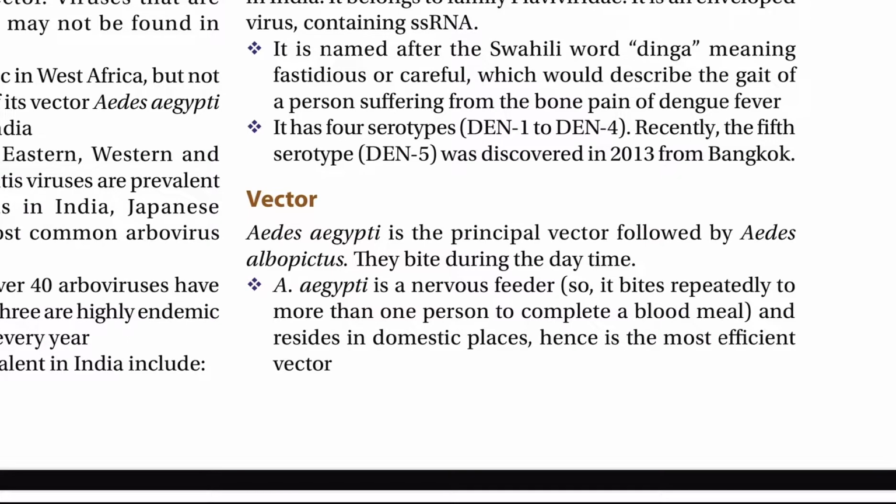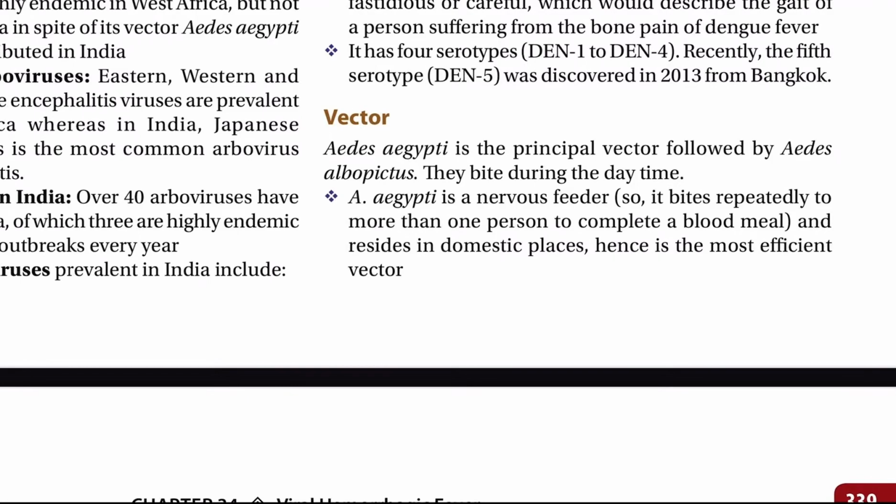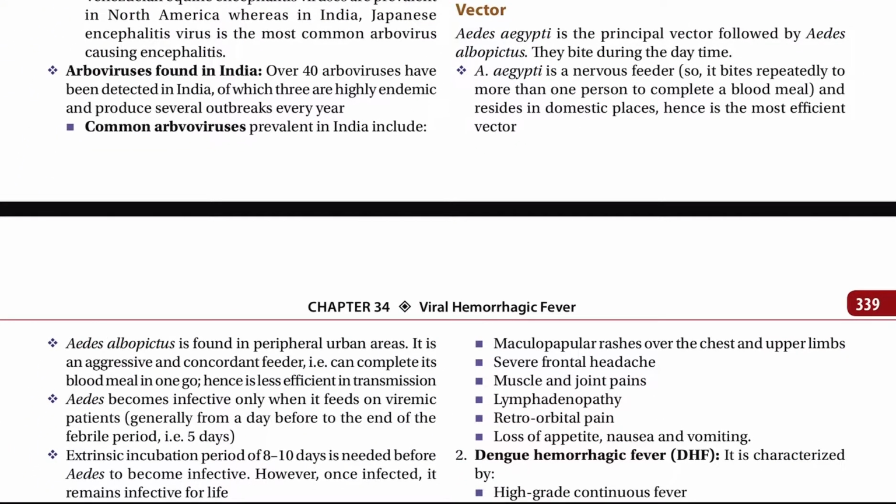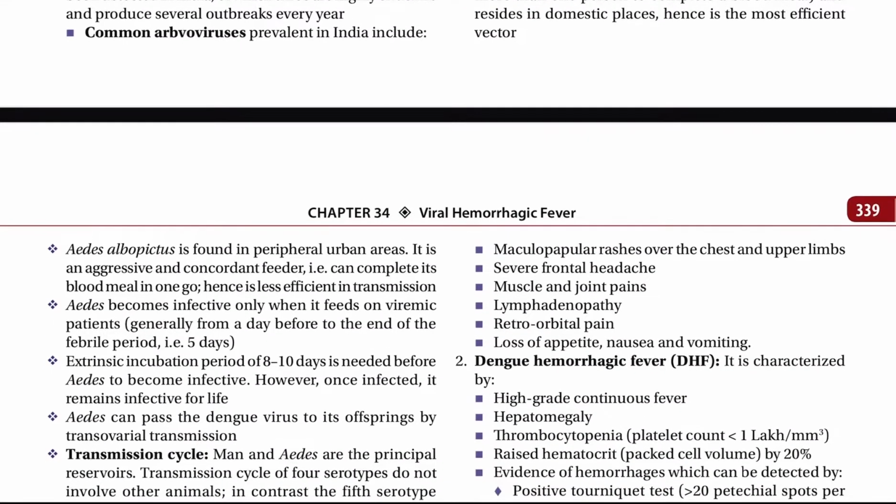Aedes aegypti are nervous feeders. They take blood meals from more than one individual. They are found mostly in domestic places and are the most effective vectors. Whereas Aedes albopictus is found in peripheral urban areas, and they are aggressive feeders. They complete their blood meal in one go. They're less efficient in transmission.